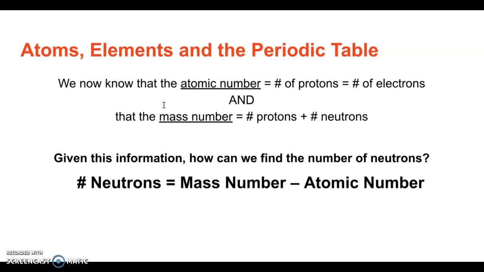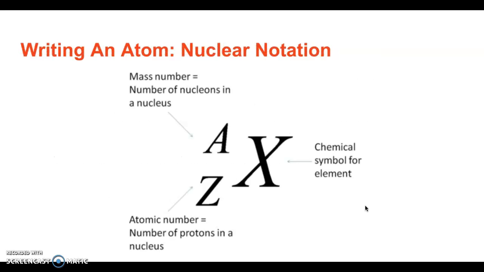We know that your atomic number is the number of protons and the number of electrons in a neutral atom. And the mass number is the number of protons and the number of neutrons added up together. So given that information, we can find the number of neutrons by taking whatever my mass number is and subtracting our atomic number. This is an important equation that we are going to need to know in the next exercises that we do. One last thing before we pause the video and move on.